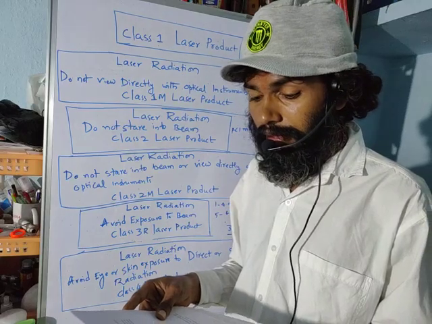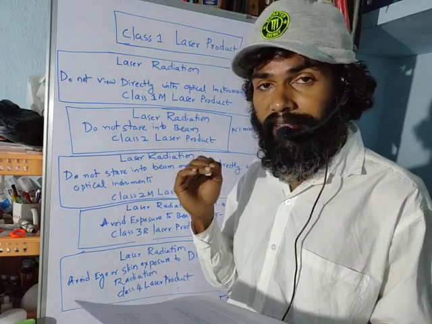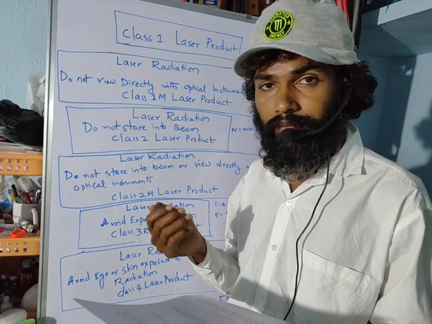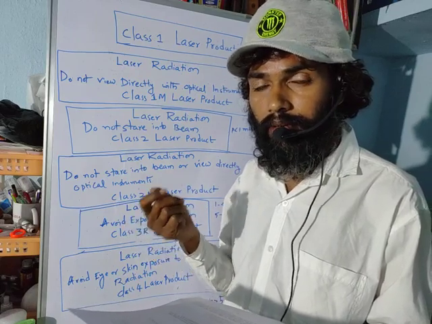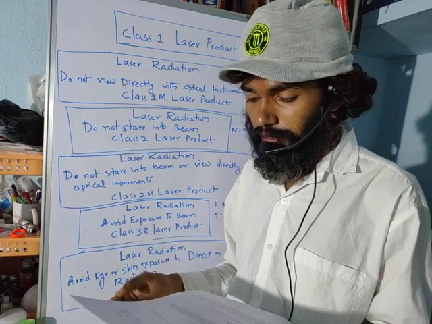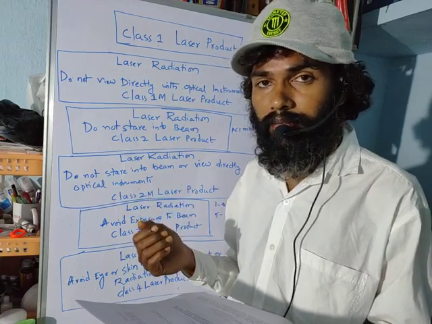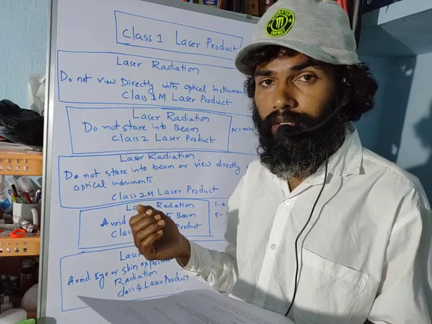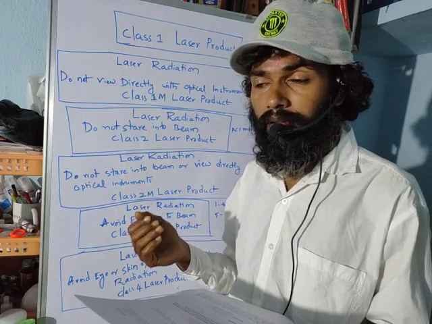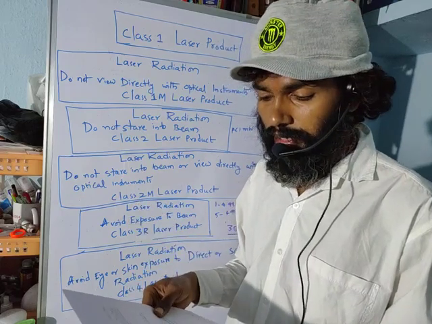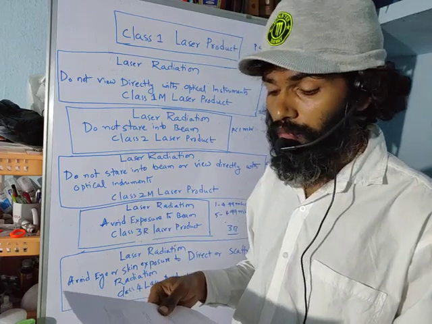And the examples of this kind of lasers are laser pointers, the ones which you use for PPT presentations, and some measuring instruments. We usually use them for alignment of optical setups in optics labs. Anyways, this is what I want to talk about in this class of lasers.